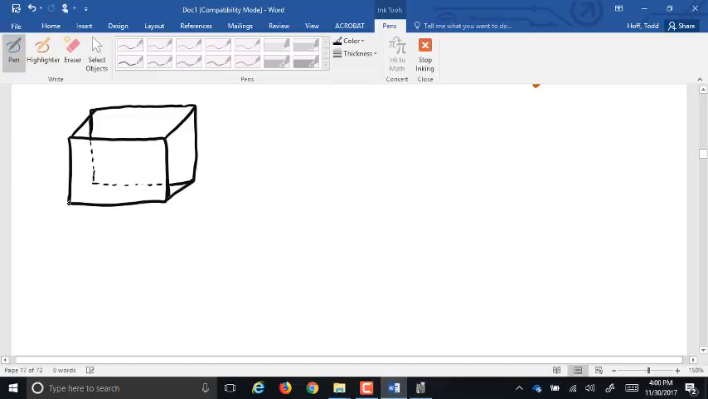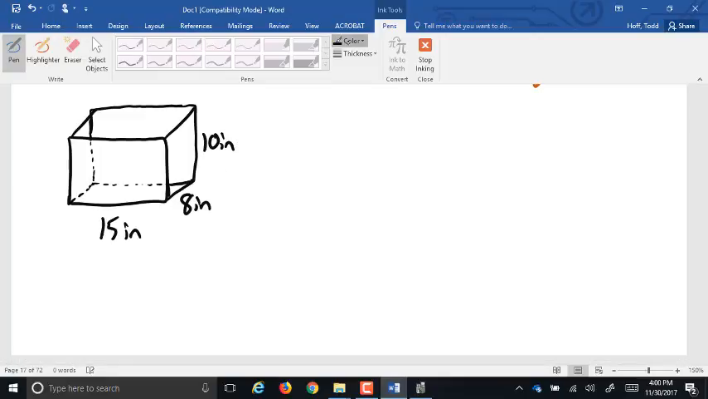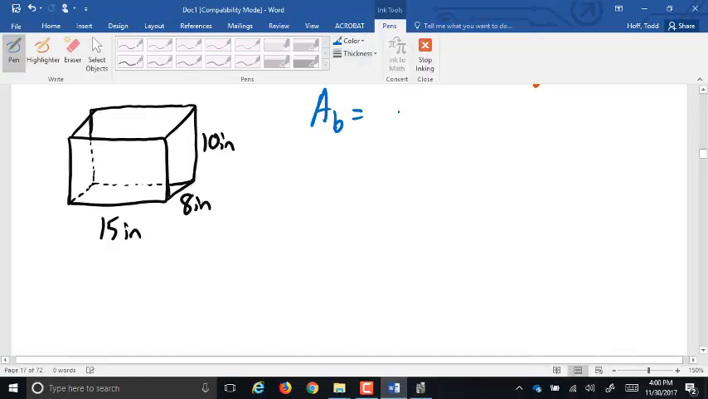So here's our box. Let's give it dimensions again. Let's go with 15 by 8 by 10, like we had before. The area of the base is 15 inches by 8 inches, 120 inches squared. That's the bottom down here.